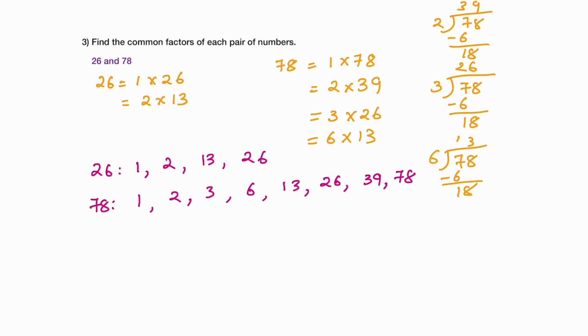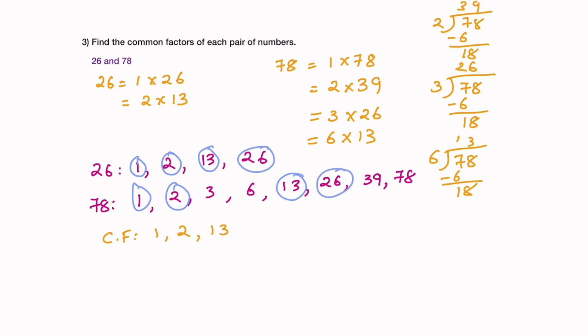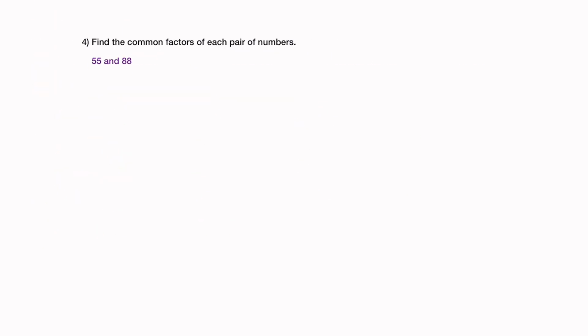Let's circle the common factors now. 1 and 1, 2 and 2, 13, 13, 26, 26. We write the common factors are 1, 2, 13 and 26. Okay, because 26, do you see here 26, right? So all the factors of 26 will be there in 78 as well. Let's go for the last question of this type.